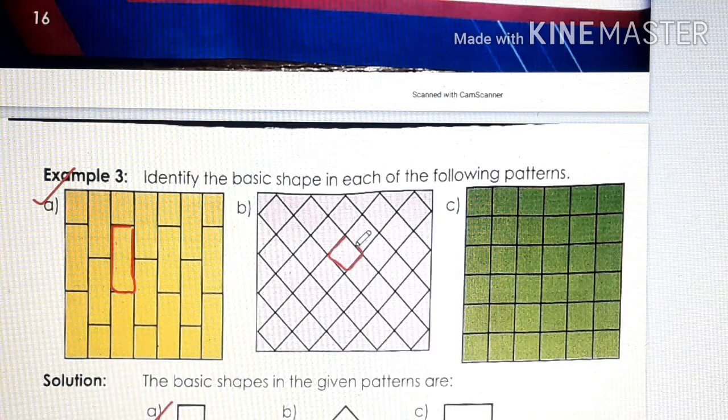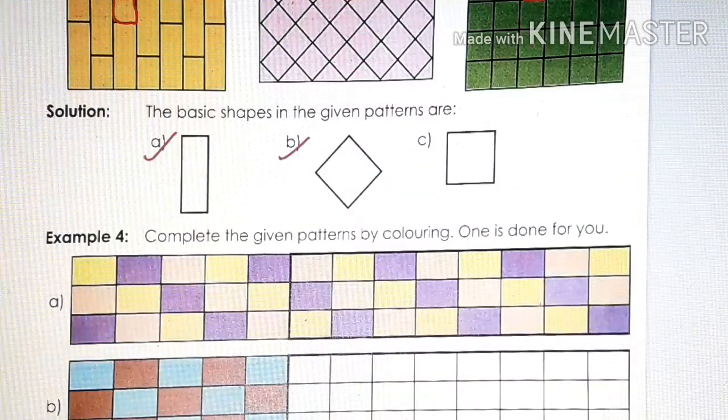If you are able to identify the basic shape, it is very easy to form a pattern. Clear? And in the last one you can see that the square is the basic shape which is repeated again and again to form a pattern. Clear?